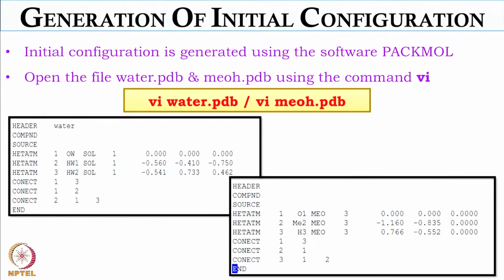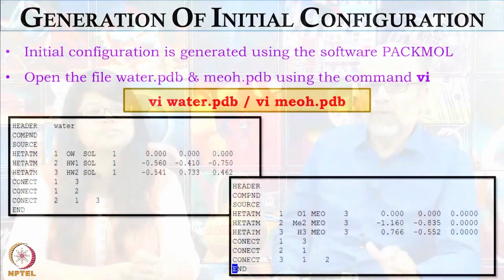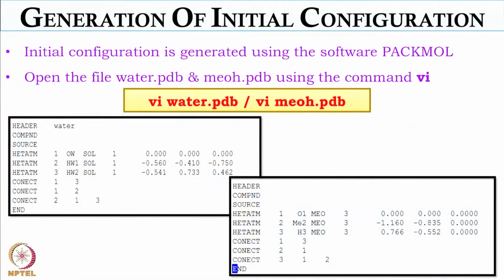So 1 and 3 are connected and 2 and 1 are connected. Instead of 2 and 1, can I give 1 and 2? Yeah, 1 and 2 is fine, because anyways O and H are connected. You can as well give 3 1 instead of 1 3. And instead of 3 1 2, can I give 2 1 3? Yeah, you can give 2 1 3. You can give CH3OH as well. And again the bond angle can be calculated using vectors, and bond length can be calculated just by the distance between two sites.